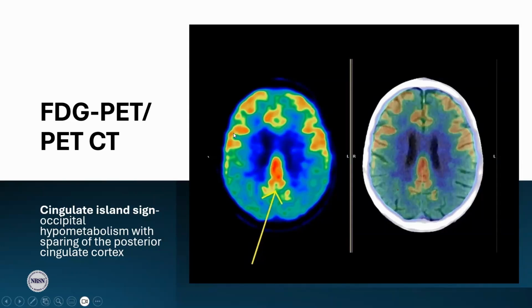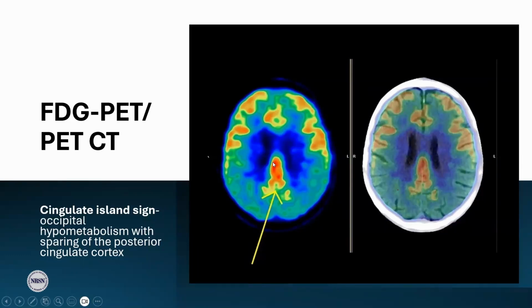an 18 fluorodeoxyglucose PET image that just shows us that there is hypometabolism of the posterior occipital region in this area, but there is sparing of the posterior cingulate cortex. So bilaterally here, you can see that the color coding that is seen in the frontal region is not seen in the parietal and occipital region.